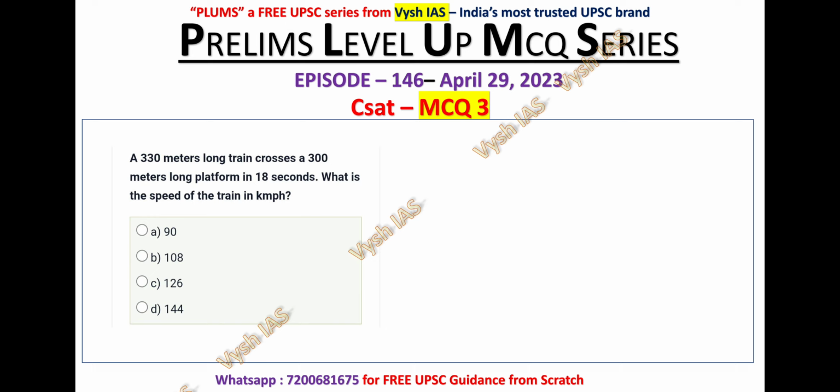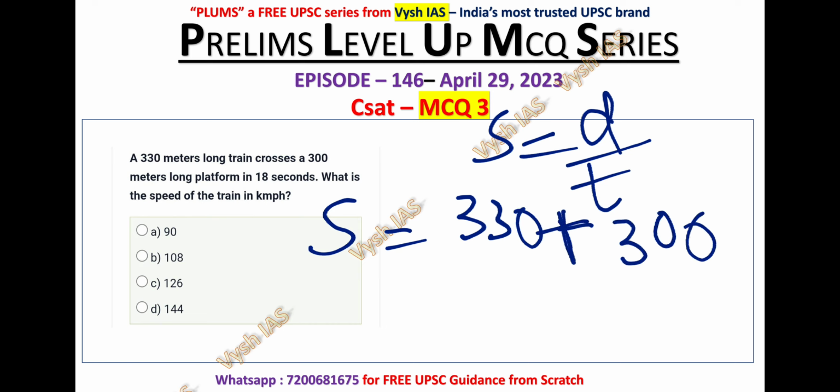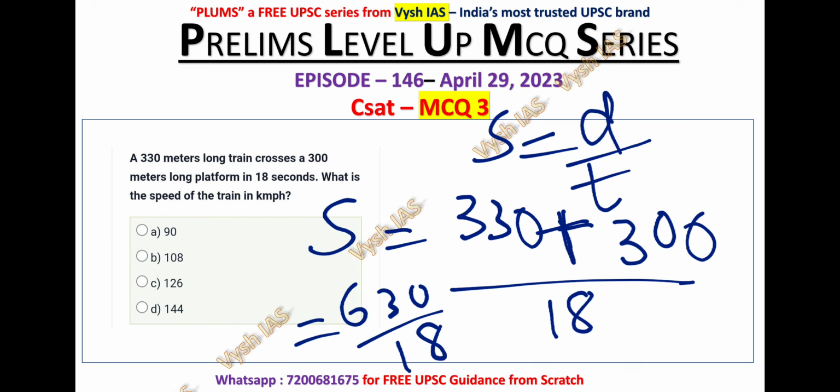A 330 meters long train crosses a 300 meters long platform in 18 seconds. What is the speed of the train in kilometer per hour? So we know that speed is equal to distance by time. They have asked us to find the speed itself. Speed is equal to distance, which is nothing but the 330 meters long train plus the 300 meters the train has travelled, by the time taken, 18 seconds. If you solve this equation, we'll get 630 by 18.